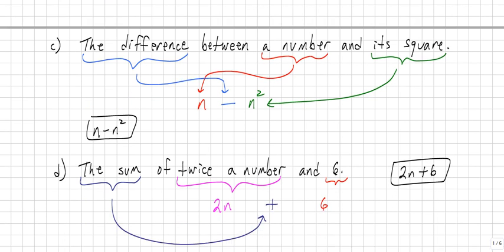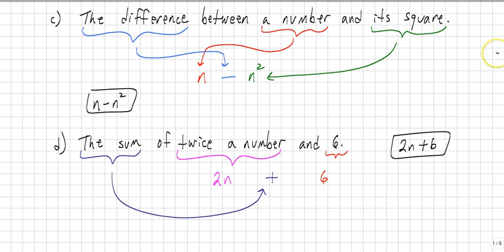Let's see. This next one, we've got the difference between a number and its square. So again, we don't know what the number is, so I have it as a variable n. Its square would just be that number squared, and we want the difference between a number and its square, so that would be subtraction. So the number is first, its square is second, we want the difference between them, so that'd be subtraction. So it'd be n minus n squared.